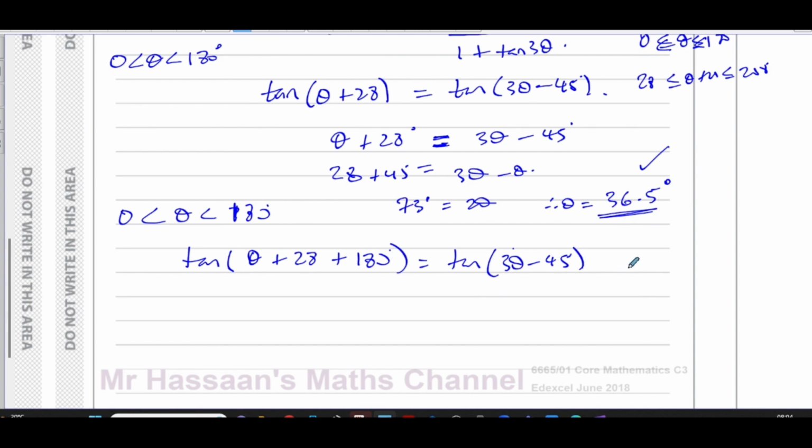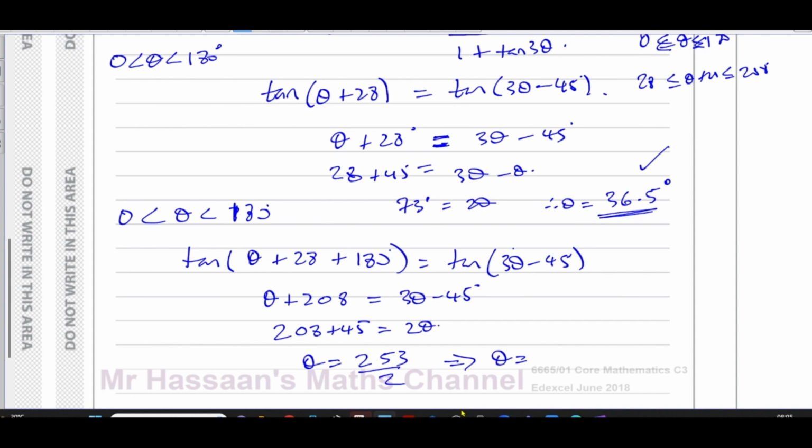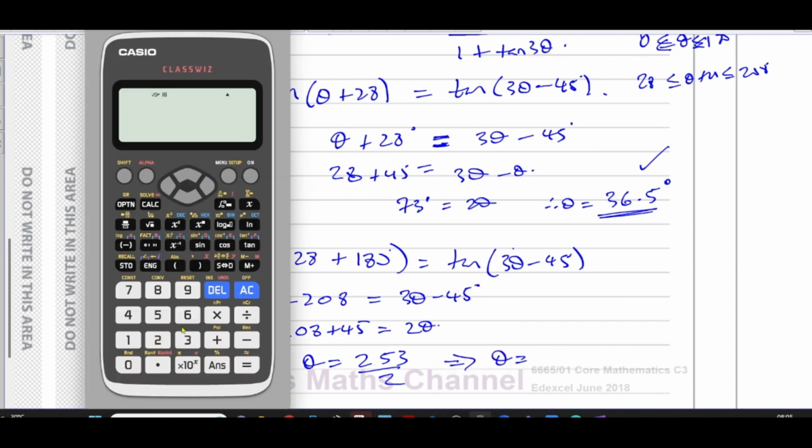Okay, so now what we can do is take the inverse tan of both sides. So we have theta plus 28 plus 180, which is 208, is equal to 3 theta minus 45. To solve this, I'm going to add 45 to both sides, and take away theta from both sides. So you end up with theta is 253 over 2.